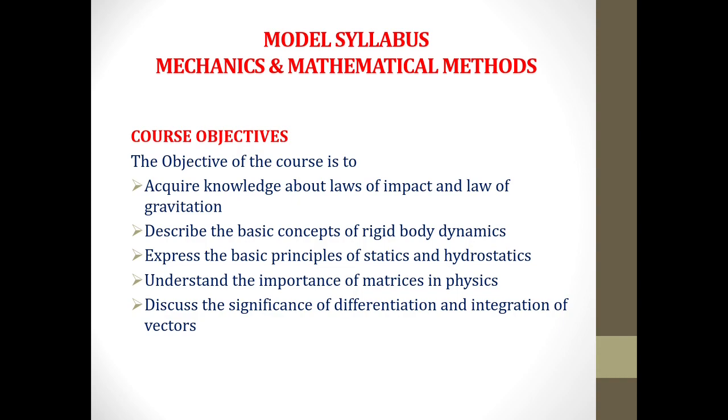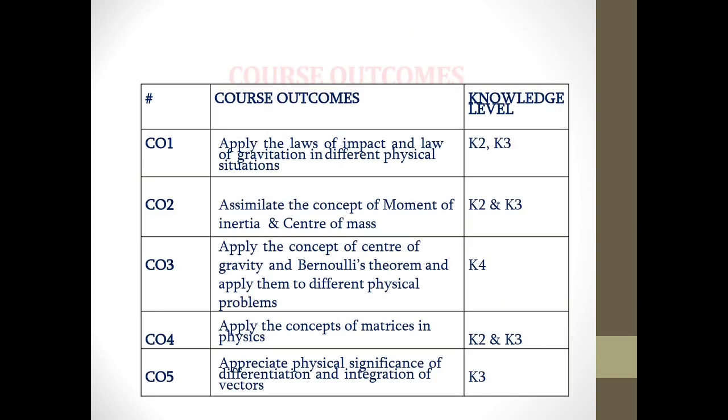This can be written point by point, or you can write it as a paragraph. It's up to your choice. Then this is the course outcome for each chapter. Here I have written one outcome for each chapter. My course content has 5 chapters, so I have written one course outcome for each chapter, and I have marked the knowledge level for each. In the last column you could see K2 and K3, because that chapter will have K2 and K3 levels of knowledge.